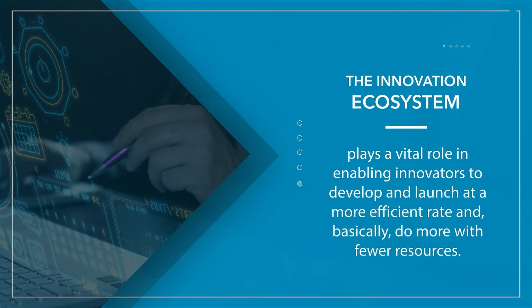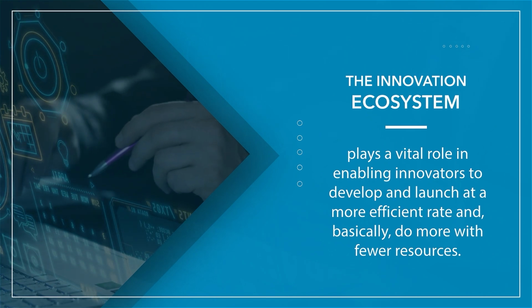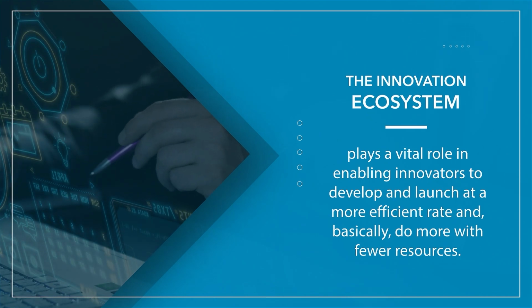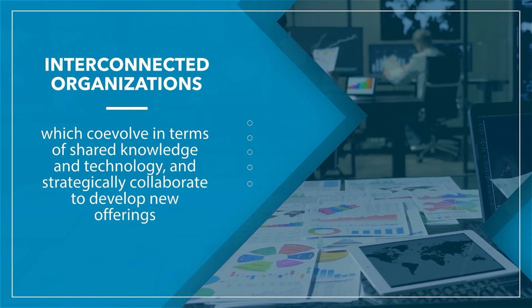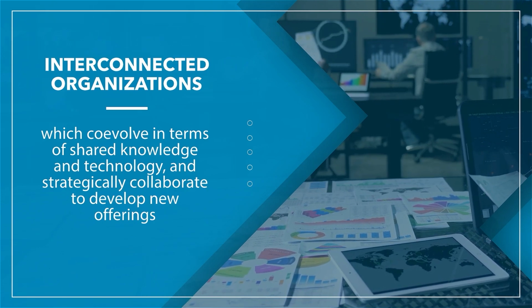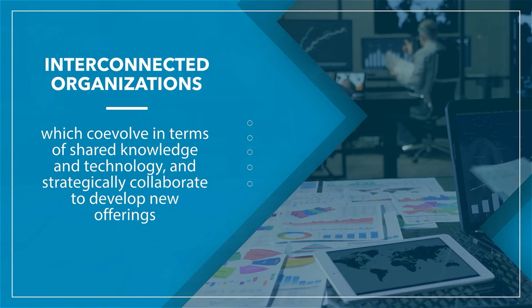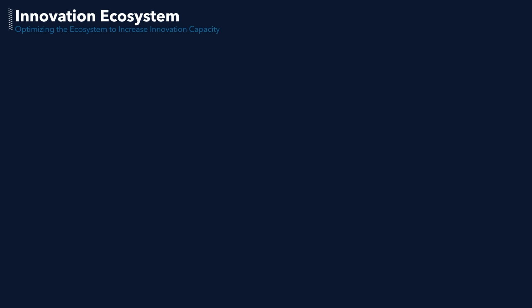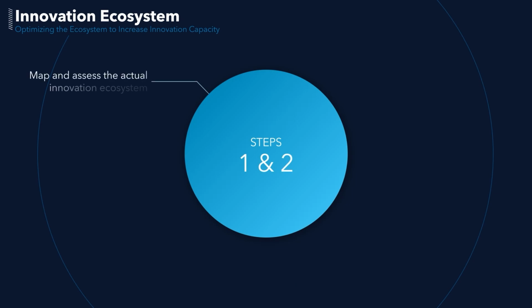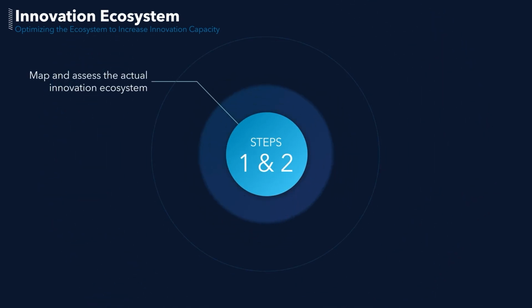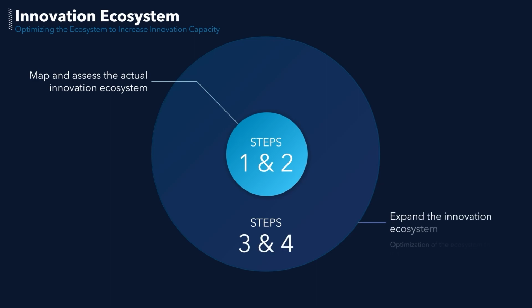The innovation ecosystem plays a vital role in enabling innovators to develop and launch at a more efficient rate, and basically do more with fewer resources. It usually involves interconnected organizations which co-evolve in terms of shared knowledge and technology and strategically collaborate to develop new offerings. Optimizing the ecosystem to increase innovation capacity can be divided into 2 parts. Steps 1 and 2 involve mapping and assessing the current innovation ecosystem, while steps 3 and 4 include expanding and optimizing the ecosystem to improve its capacity to innovate.